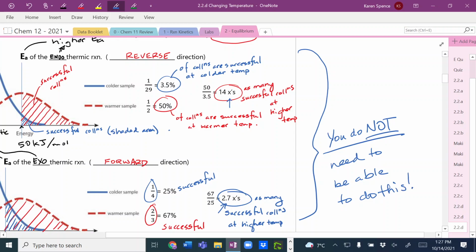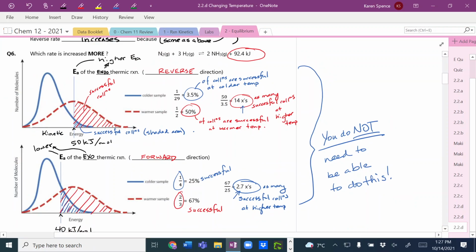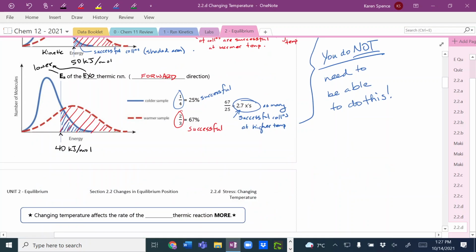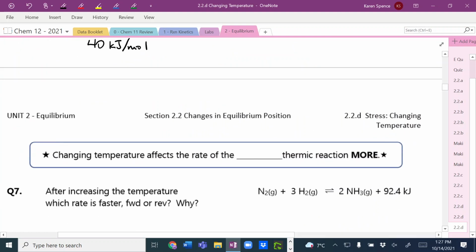But what you do need to know is that if you change the temperature, which reaction is affected more? Endo. Boom. Yes? And that, my friends, is what we have in a box with stars on the next page.